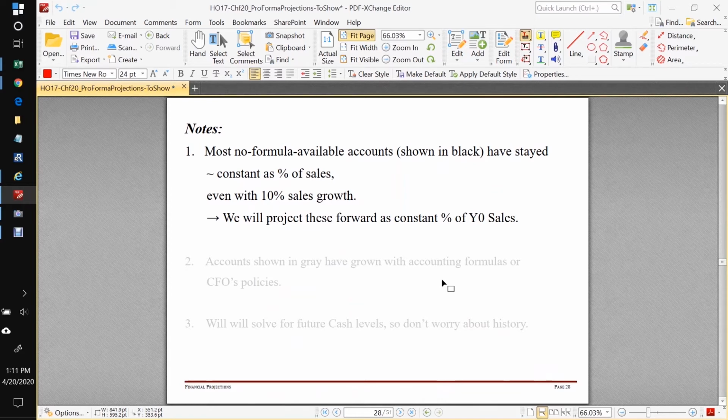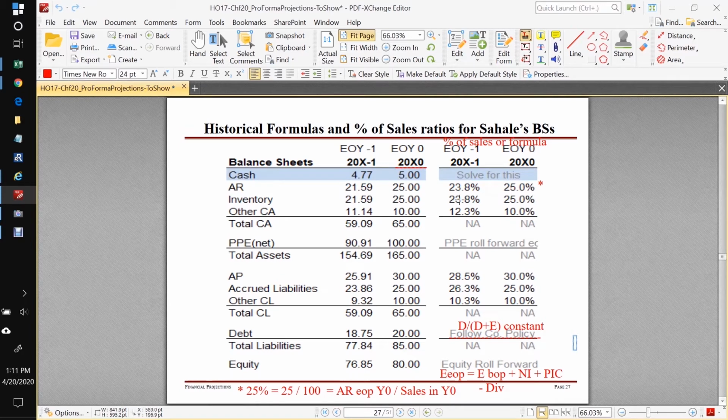Okay. And things to note here. Most of the things where we have no formula available, where we're measuring them going forward as percent of sales, you can see it's not perfect, but even though sales have grown 10% in the past couple of years, these ratios are pretty constant. And what a lot of folks like Warren Buffett, value investors, would say is that this is the balance sheet that is needed to support a given level of sales. You need a balance sheet with AR equal to 25% of sales, inventory equal to 25% of sales to support any given level of sales.